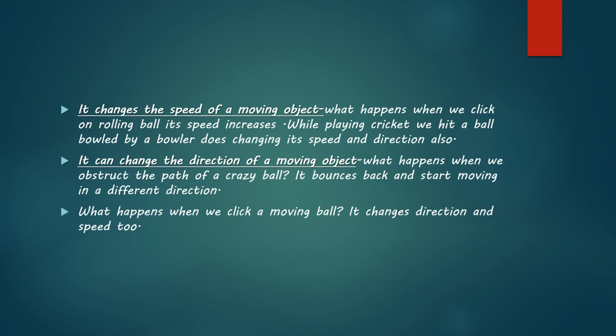It changes the speed of a moving object. Now, what happens when we hit a rolling ball? A rolling ball means one which is already in motion. What happens? Its speed increases. While playing cricket, we hit the ball bowled by the bowler. So what happens? The direction changes, right?